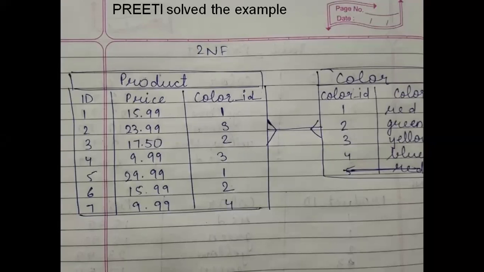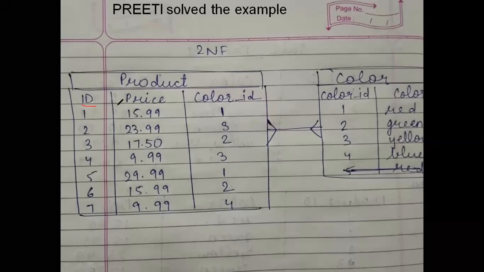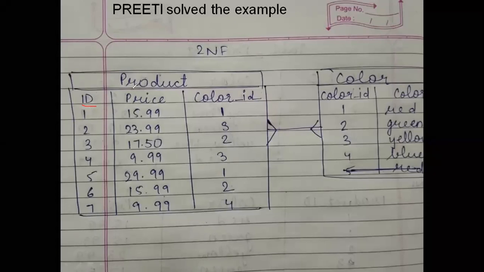Let us have an example of it. See what we have here. In this example we have an ID, which is a primary key. The product ID is 1, and its price is this one. So the price depends on the product ID. Product price depends on product ID.